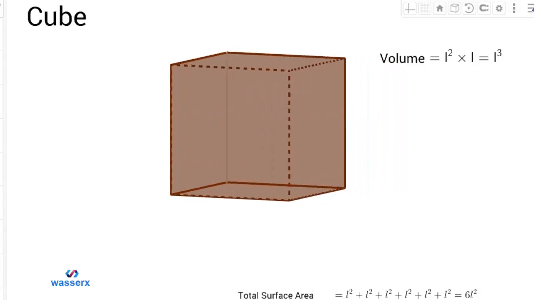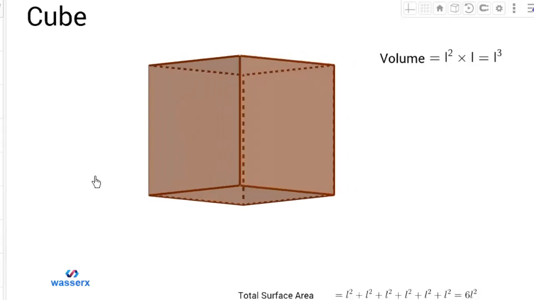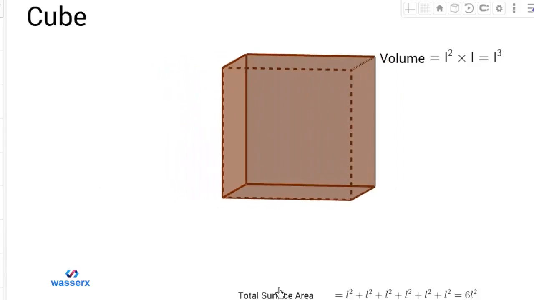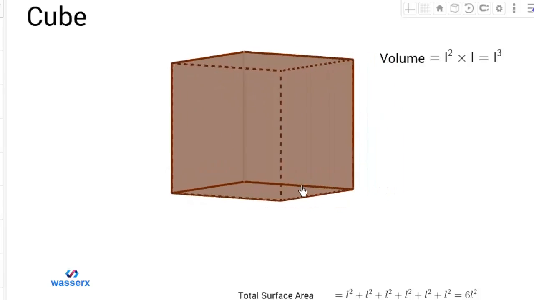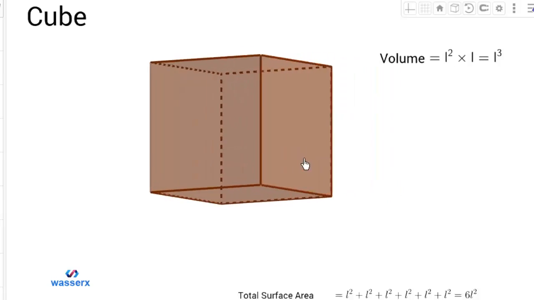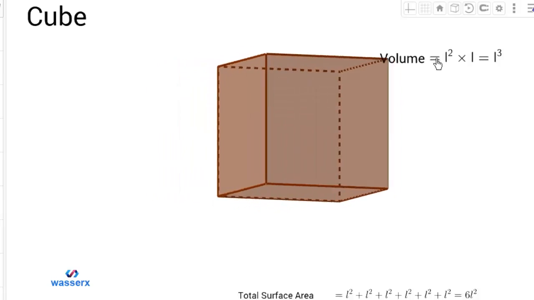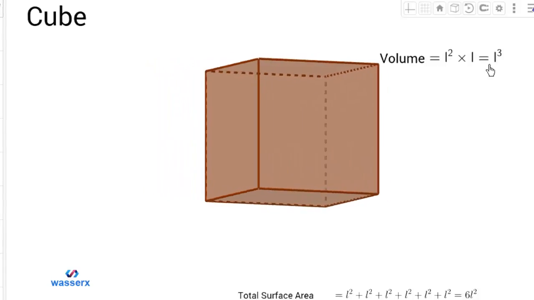Let us now consider the mensuration of solid shapes. The first on the list is the cube. It has a uniform cross section of a square. So the volume is going to be the base area, which is L squared, times the height, which is L, and that will give us L cubed.